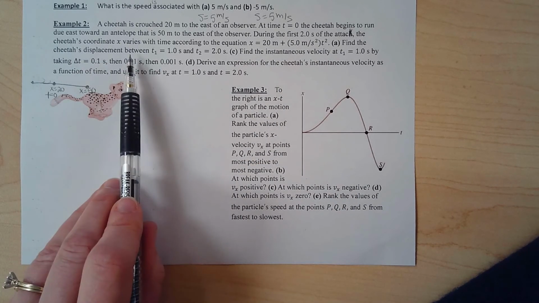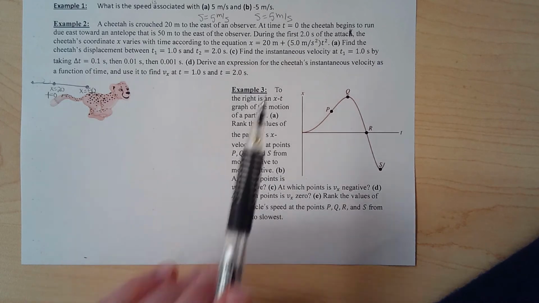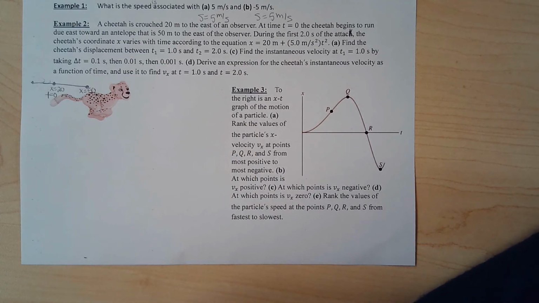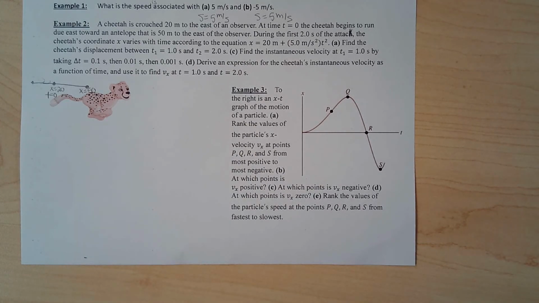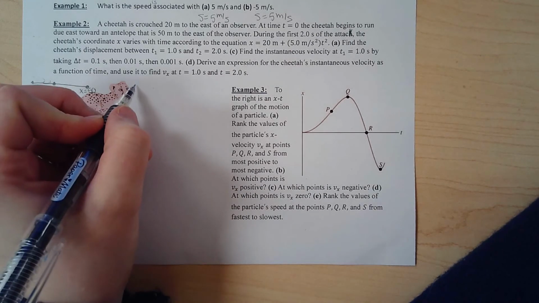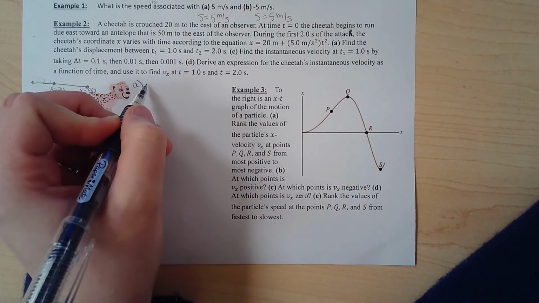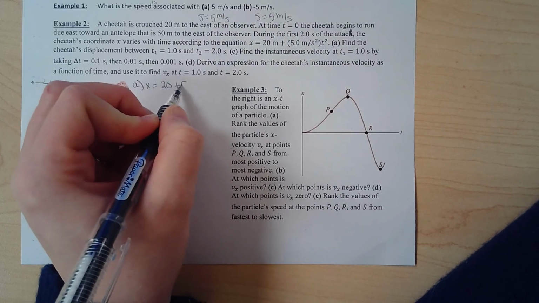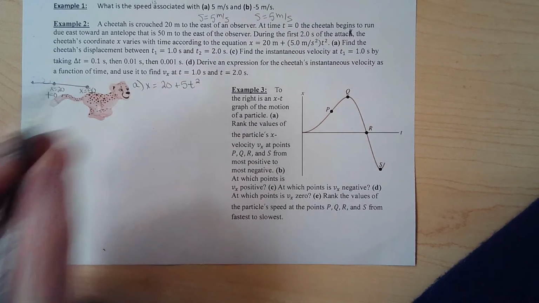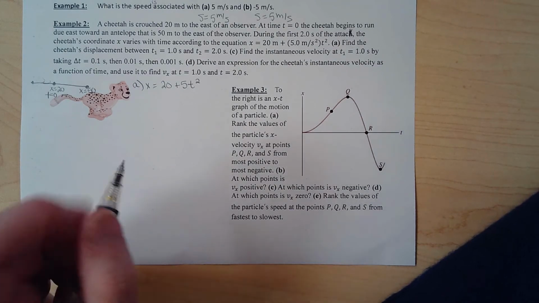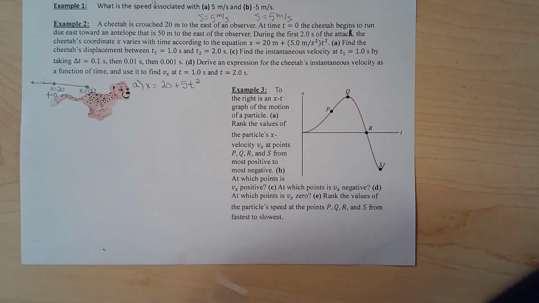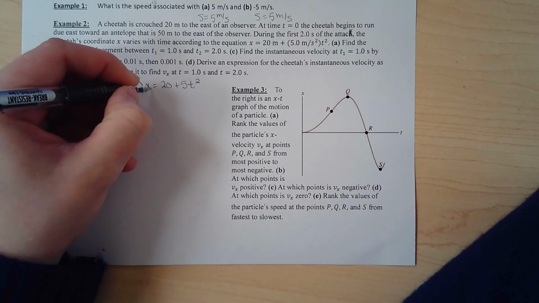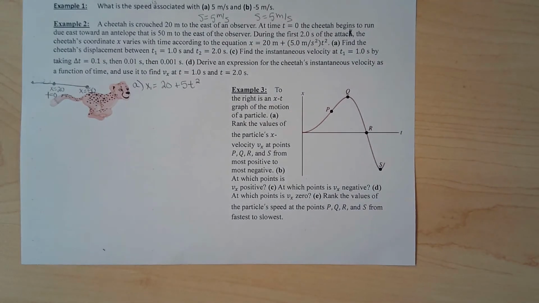Find the cheetah's displacement between t equals 1 and t equals 2. So we have this formula. You ready? So we're on part A. They told us that the position equals 20 meters plus 5t squared. Notice I just kind of took off the units. So x sub 1, because that's like our first spot.